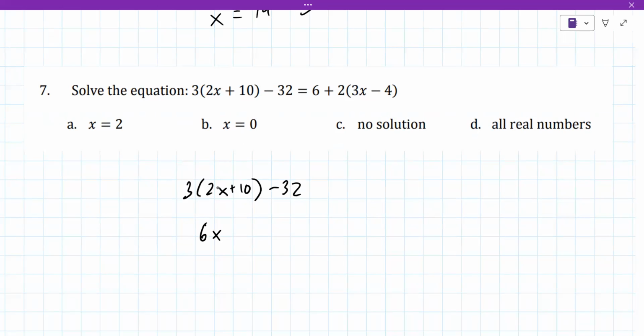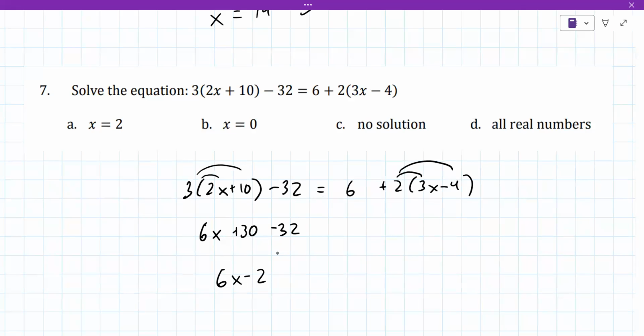6x. And what's 3 times 10? 30. Okay, minus 32. Does anything combine here? Yeah, so that'd be -2. Very good. And then equals. So we're bringing the equals down. Yeah. Then you have to multiply in here. What's 2 times 3x? 6x. 2 times minus 4? -8. Okay. And then what is 6 minus 8?